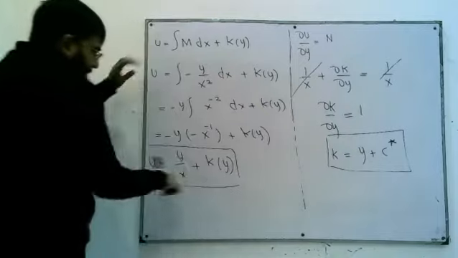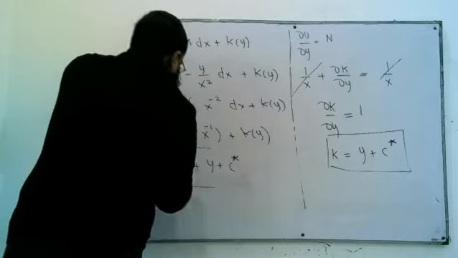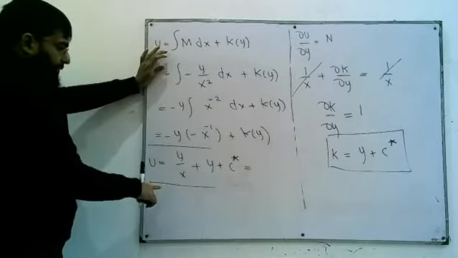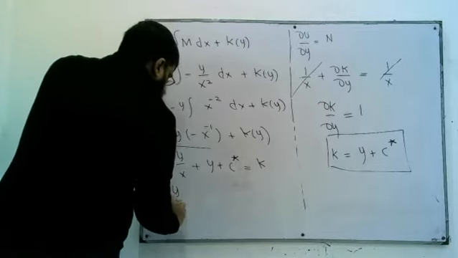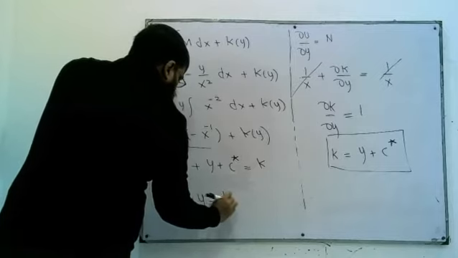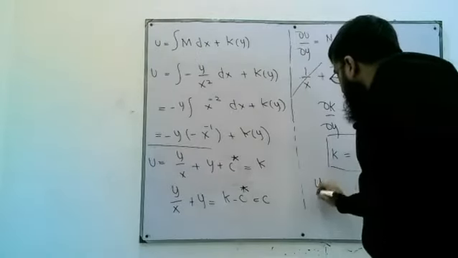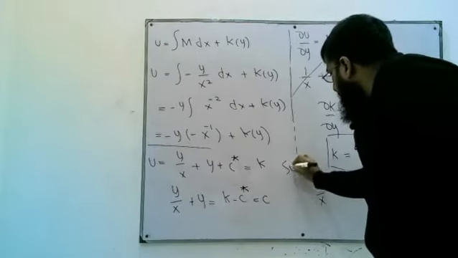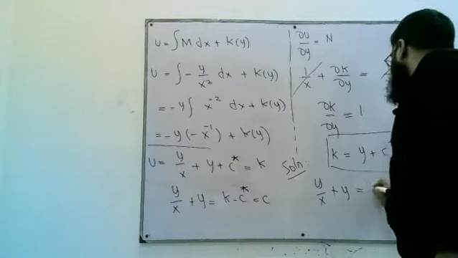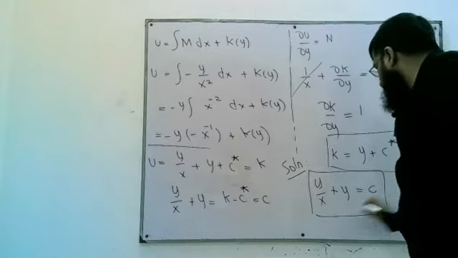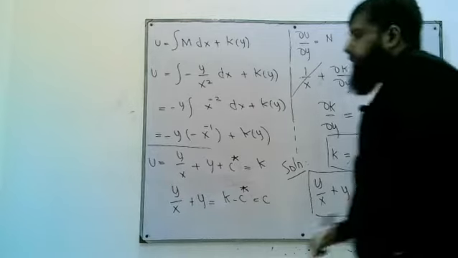So now we can complete this u by replacing k of y with y plus c, and we know that for all exact differential equations, the solution is equal to some constant. Let's call it k. So we can write y over x plus y is equal to k minus c, and let's call that c. So the solution is y over x plus y is equal to some constant c, and this is a general solution. We cannot find a particular solution because we don't know the initial conditions.